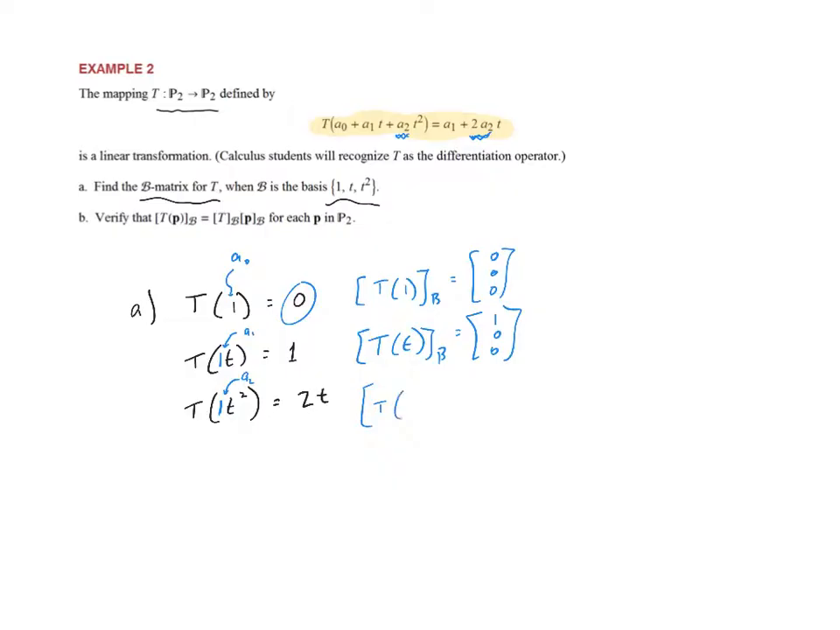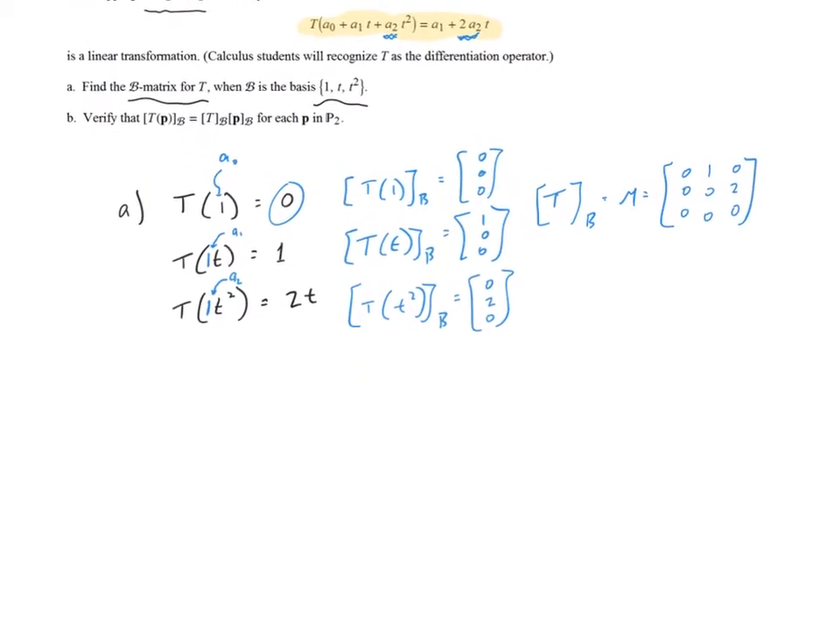Then T of t squared relative to my basis B is 0, 2, 0. The 2 in front of the t to the first power is the 2 that's right there in my vector. And now that we have our transformed basis vectors, we can write our answer. The matrix for this transformation, the B matrix of our transformation, or we can call it M, is 0, 0, 0, 1, 0, 0, and 0, 2, 0. And that is our answer to part A.